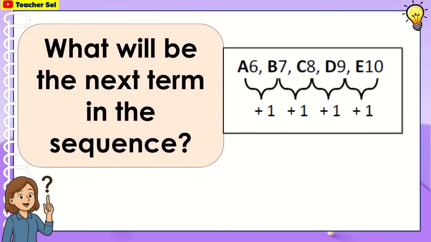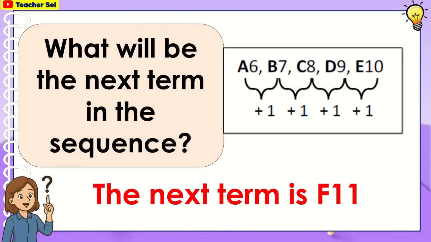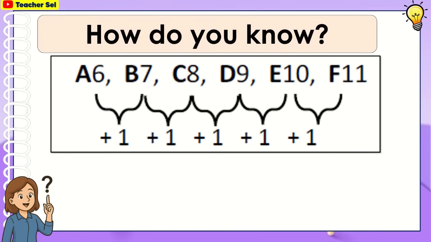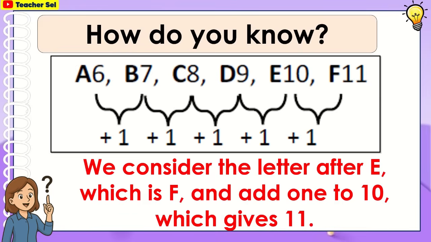What will be the next term in the sequence? The next term is F11. How do you know? We consider the letter after E, which is F, and add 1 to 10, which gives 11.